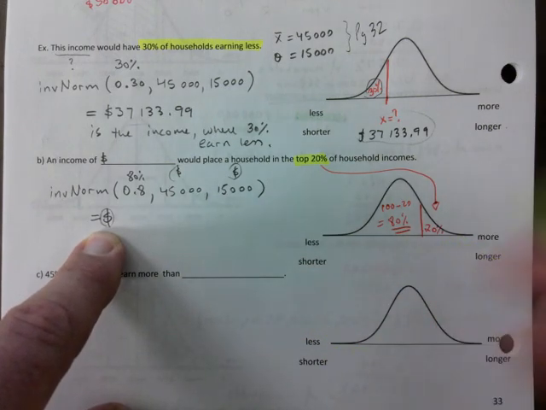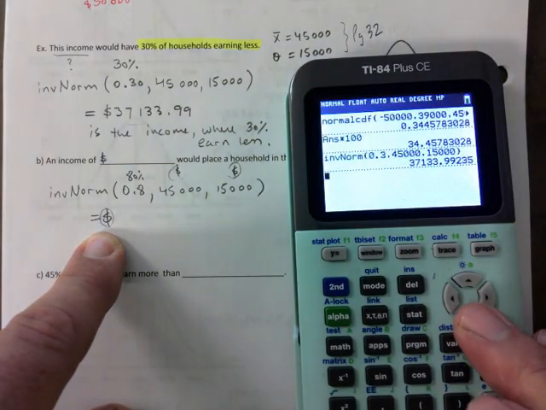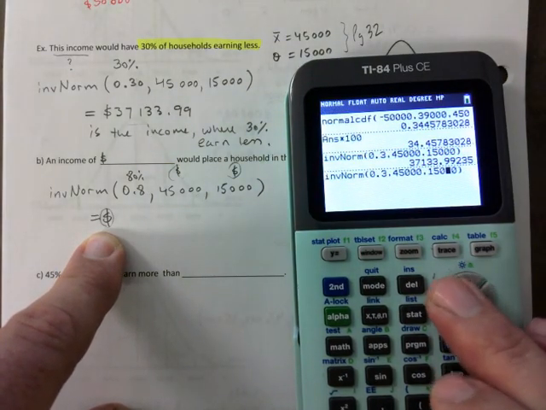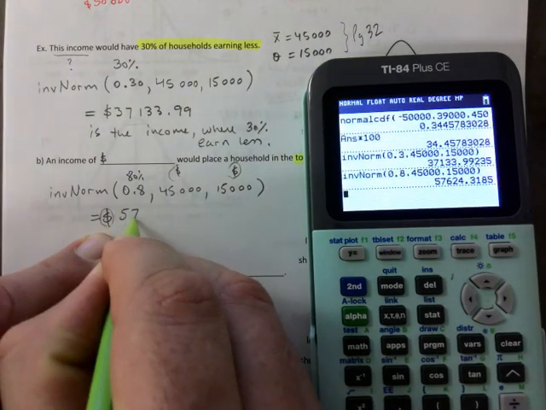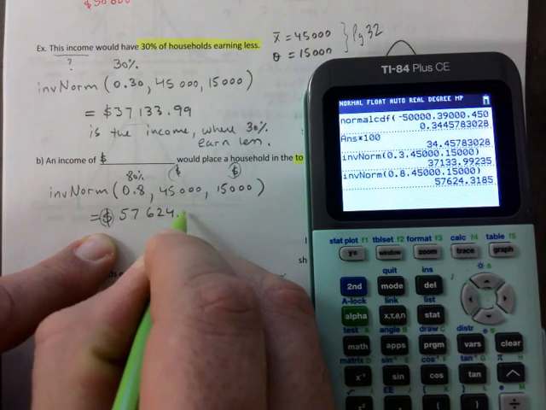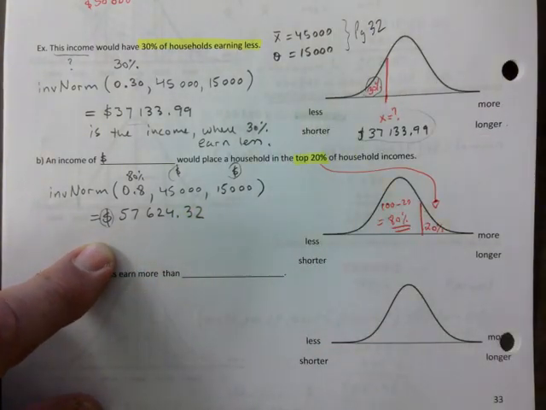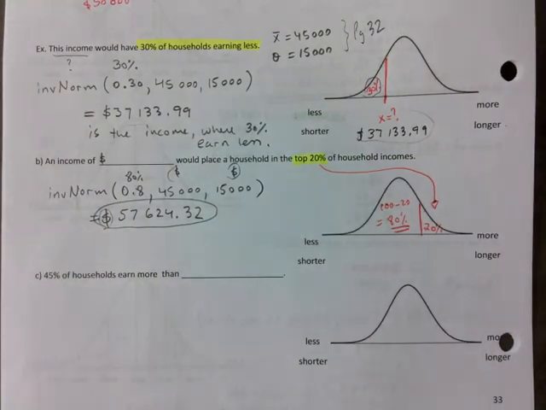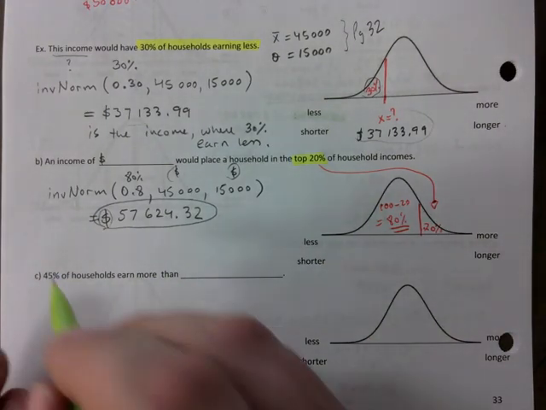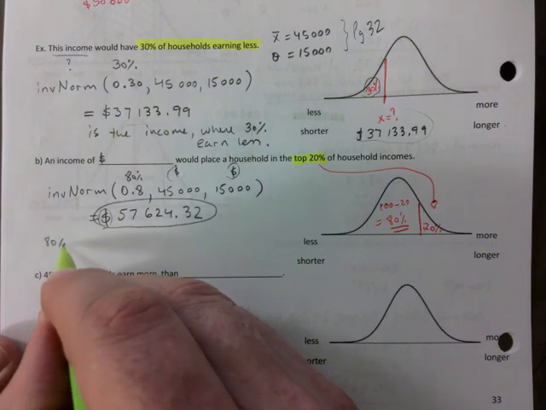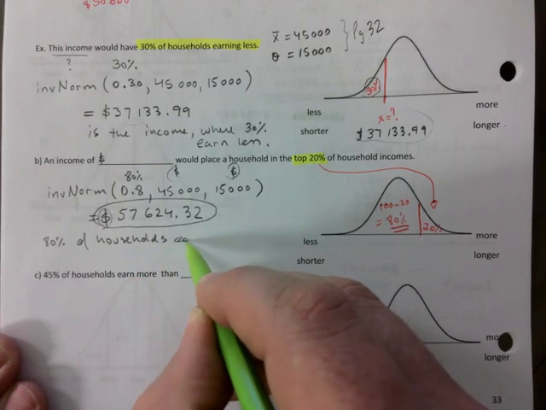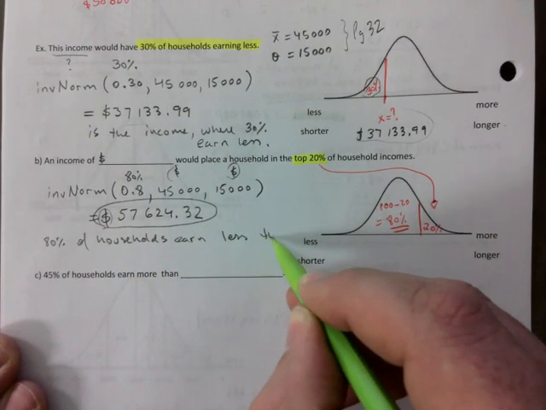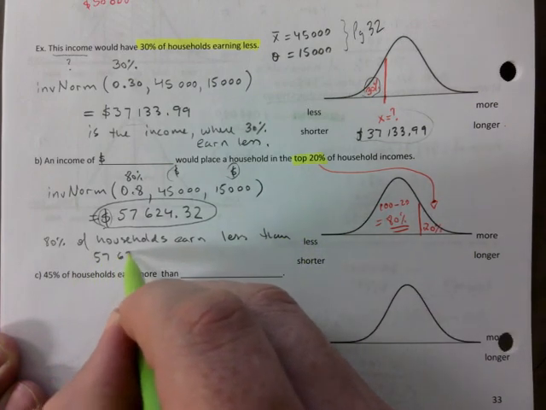Okay, so let's do the math here. This one I can copy paste. I'm not going to have to change a whole lot. I'm just going to change that one to 8 and everything else stays the same. So 57,624.32. So inverse norm gives you that. So you could say 80% of households earn less than 57,624.32.